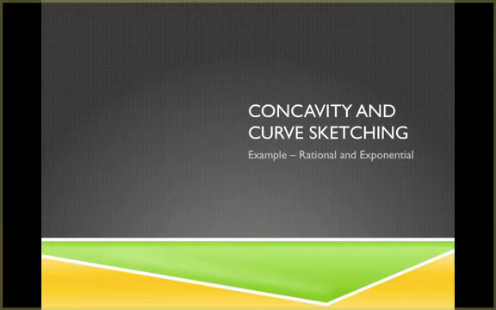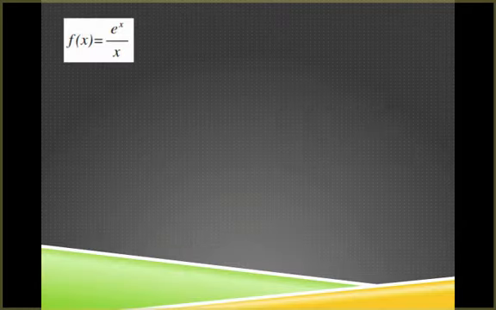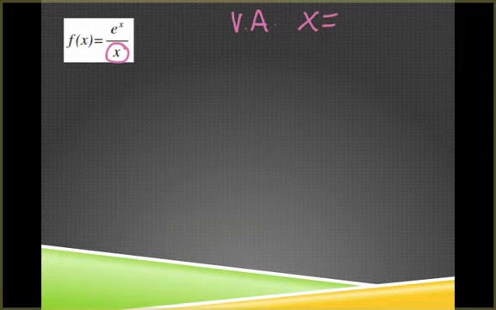In this video, we're going to continue with some examples of concavity and curve sketching, and we're going to focus on a rational function that also includes an exponential. Let's consider the function y equals e to the x over x. So if we look at our asymptotes, like we've done before with our rational expressions, our vertical asymptote is found by what makes our denominator 0, but wouldn't cause a removable discontinuity, which would be x equals 0.